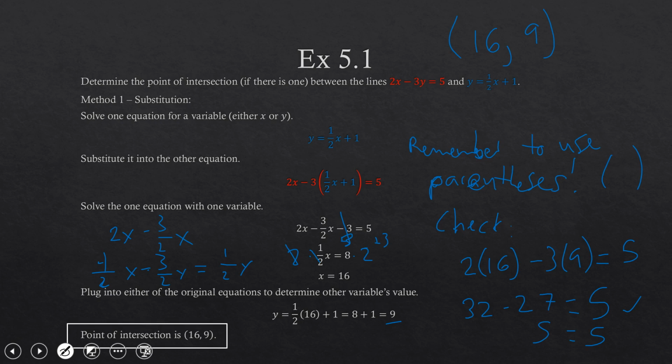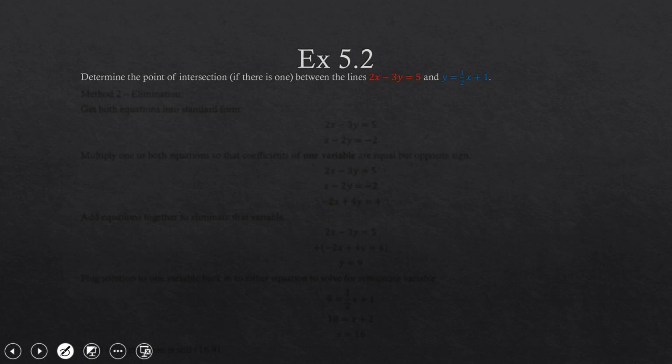All right, so here's another method for doing this, and this is called the elimination method. You can kind of choose your favorite between the two. For elimination, you're going to want to get both equations into standard form. So the red equation is already in standard form. For the blue equation, we just have to do a little bit of work to get there.